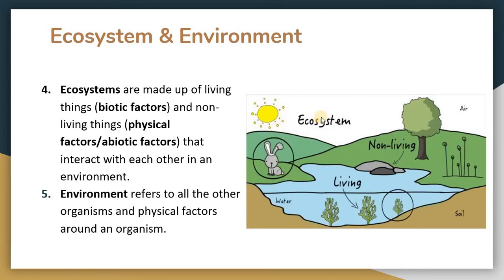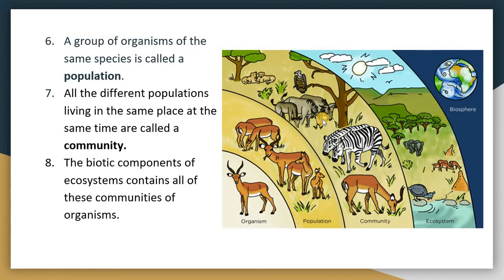Okay. So next, when we have a group of organisms of the same species, it is called a population. And all different populations living in the same place at the same time are called a community. So here we have populations of zebra, populations of buffalo. So this actually makes up a community. So I'm not going to go deep into this because you have learned it in the previous chapter.